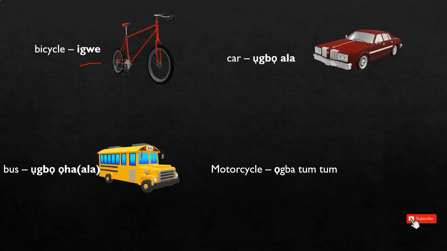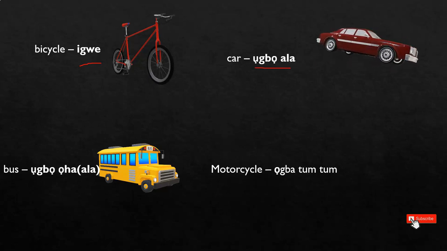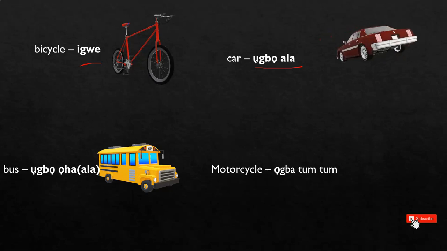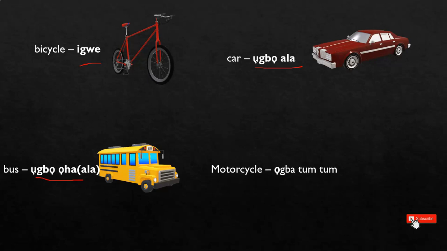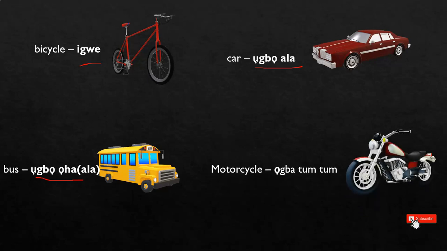Then here we have Ugboala, which is a car, okay? Anything that moves on the ground is called Ugboala. Then we differentiate with Oha, as in the case of the bus, which is Ugbo Oha, a vehicle for a crowd. So basically a bus is Ugbo Oha and a car is Ugboala.